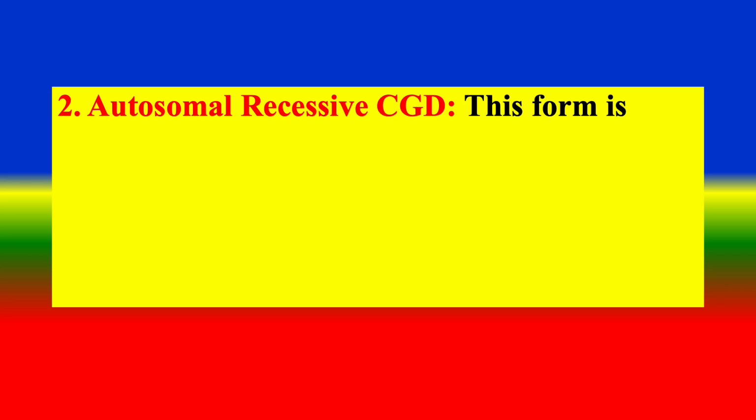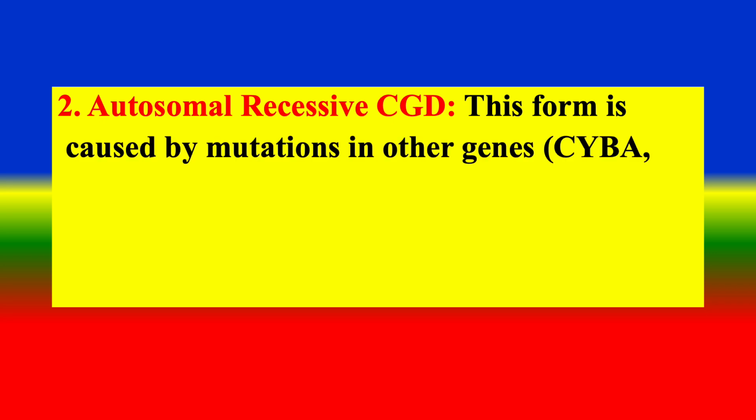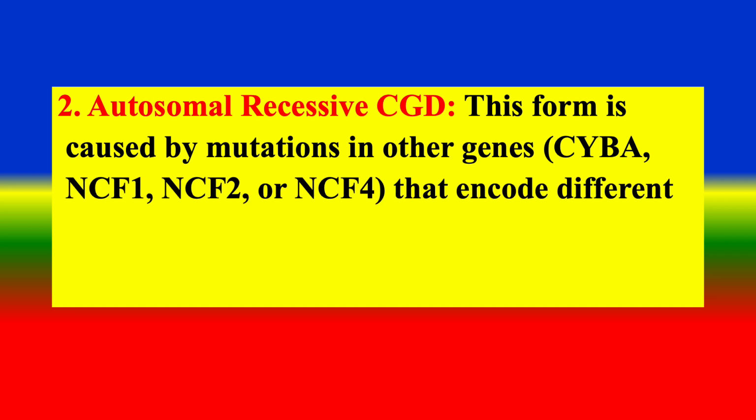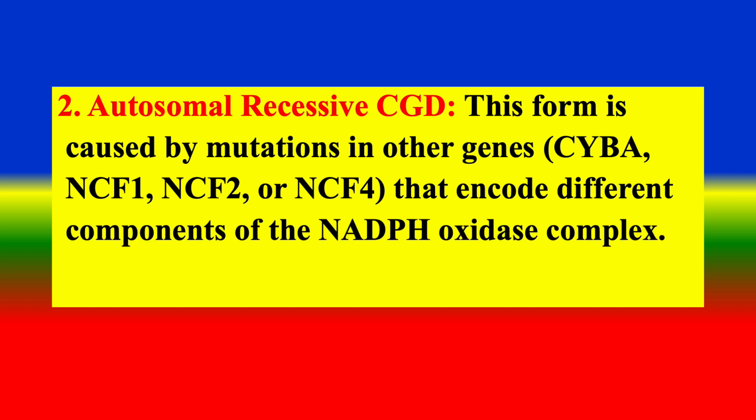2. Autosomal recessive CGD. This form is caused by mutations in other genes: CYBA, NCF1, NCF2 or NCF4, that encode different components of the NADPH oxidase complex.